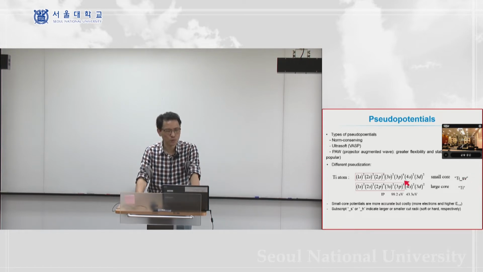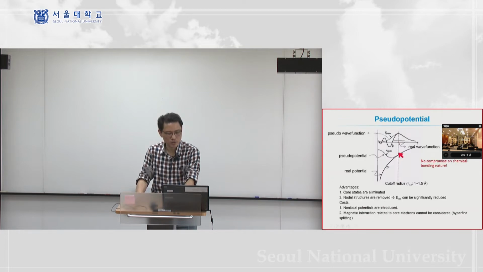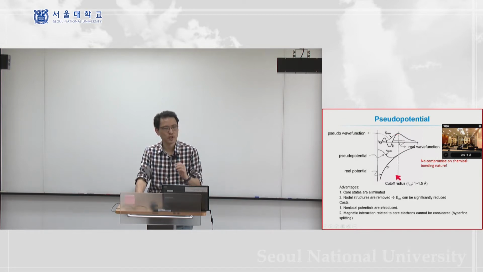And the default, more efficient version usually does not have any tag. Sometimes you have this S and H tag, which means soft or hard. Soft and hard means whether you... so it is about this cutoff energy, cutoff radius. If you take a smaller cutoff radius, then you have the more accurate pseudization.